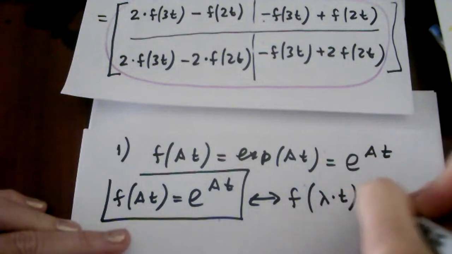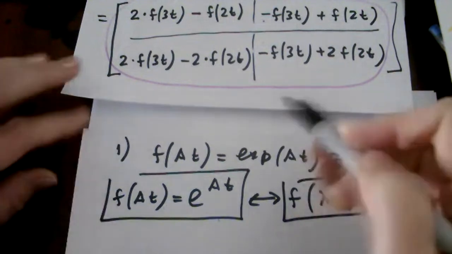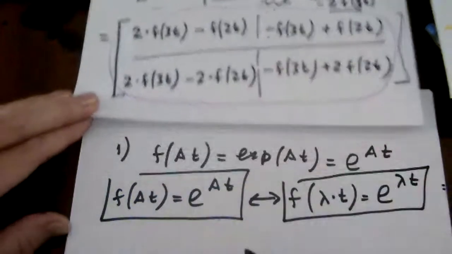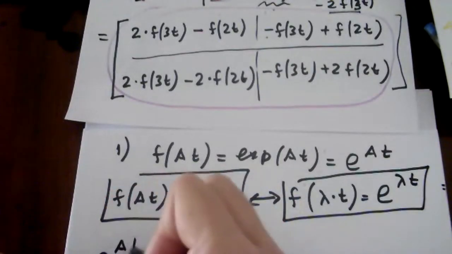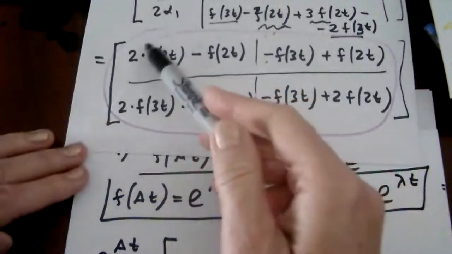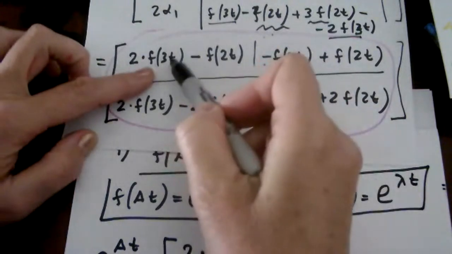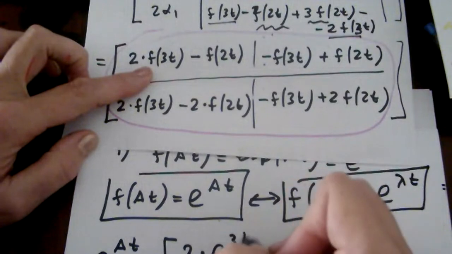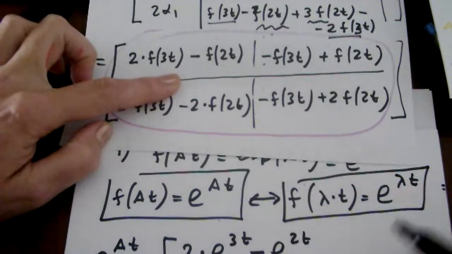But let's write down lambda instead of this: e to the power of lambda t. That's how we are going to deal with these terms, which are f of 3t, f of 2t, and so on. Okay, let's start. So our result, e to the power of at, will look like what? We are using this template and substituting our information here. So 2 times what? What is f of 3t? You need to substitute 3t here. So it will be e to the power of 3t, minus f of 2t, which will be e to the power of 2t. Nothing fancy.